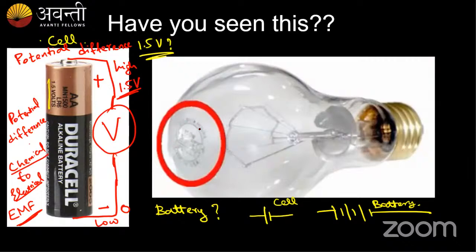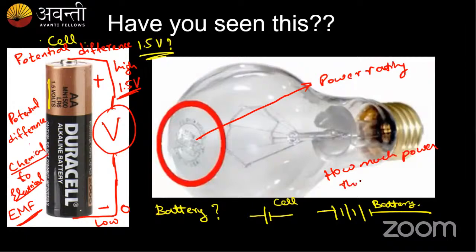Can you see this highlighted structure in the bulb? Have you seen this? Yes, exactly, Priyanka. So what do you see here? This gives the power rating. It means how much power this device consumes. It just says how much power this device consumes.